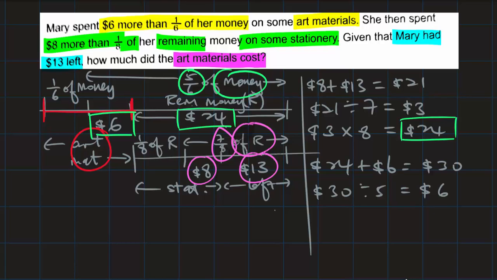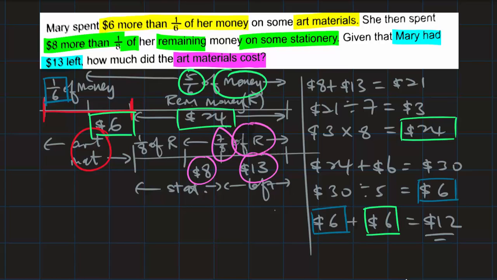and they want what the art material costs. So this is 1/6 of the money, so $6. So this $6 is 1/6 of the money. This is 1/6 of the money, which is here. And so this plus the green color 6 gives you the $12, which is the art materials. That's it.